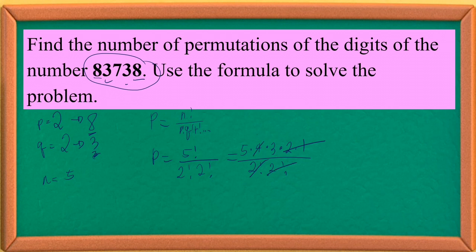So, pwede nating i-cancel sa 4. So, matitira, 5 times 2 times 3. 5 times 2 times 3 is equal to 30. So, therefore, there are 30 permutations of the digits from the number 83,738. Suppose this is your method number 1.